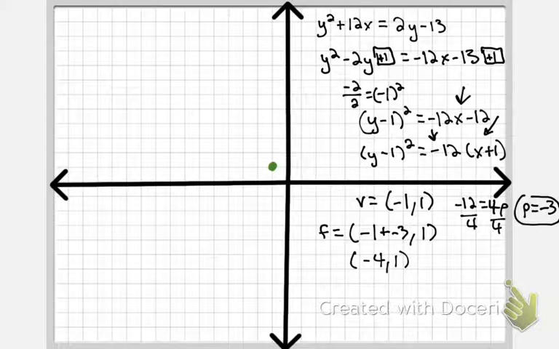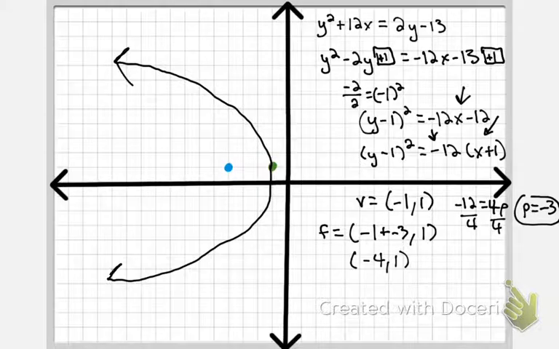So I'm going to go ahead and mark my focus in blue. 1, 2, 3, 4. Focus in blue. And if you want, you can go ahead and draw your parabola. It's going to the left because p is negative.